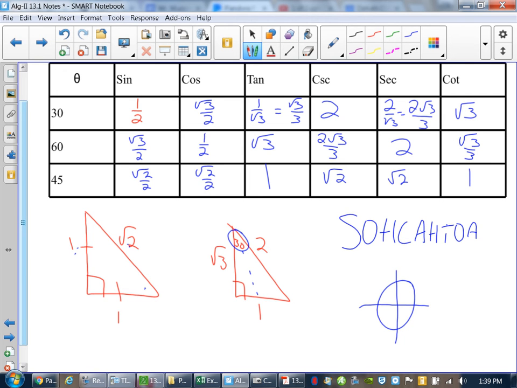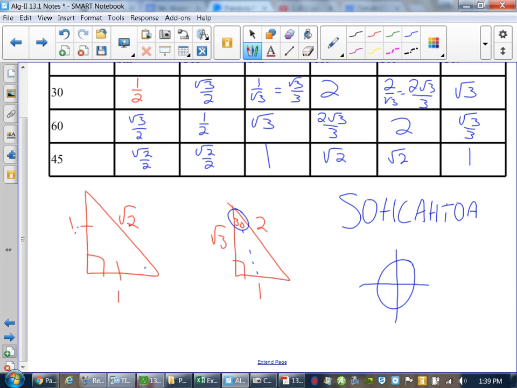What happens here is, no matter where you are, if you're here, your opposite is 1 over root 2. Your adjacent is 1 over root 2. So you get the same values because it's isosceles. So if it's 1 over root 2, when you rationalize that, you multiply top and bottom by root 2, and that's where you get that root 2 over 2. Okay? Is that vaguely somewhat a little bit clear?